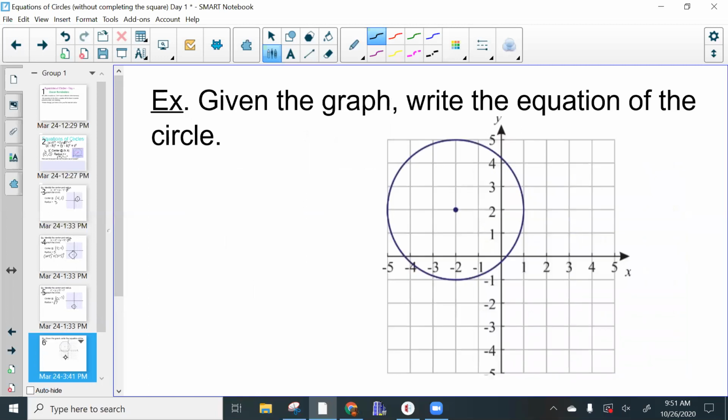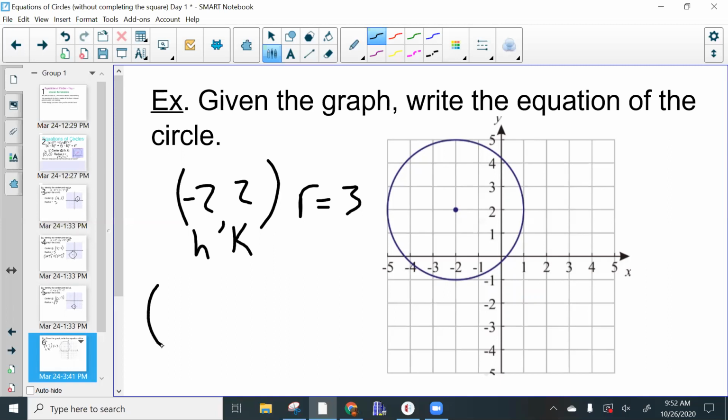All right, so this example is a little different. We're given a circle, and now we need to find the different parts of the equation. So let's go ahead and find our points for our center. Can anyone tell me those? Yeah, -2, 2, perfect. And again, that's going to be our h and our k. And then does anyone know our radius? Yeah, perfect. So our radius is going to be 3. So you guys go ahead and fill out what's given to you, and then we'll go from there. So now we can go ahead and write our equation.